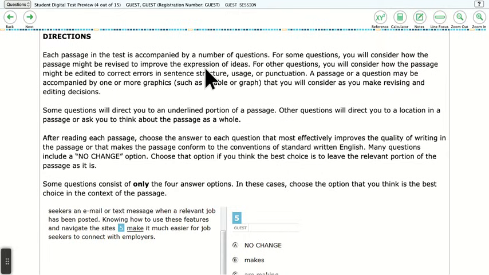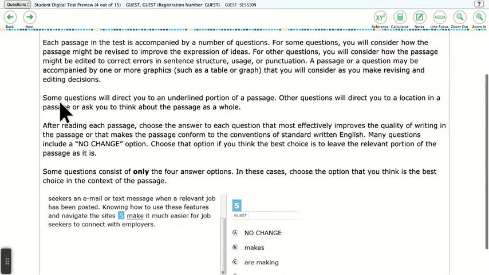For other questions, you will consider how the passage might be edited to correct errors in sentence structure, usage, or punctuation. A passage or a question may be accompanied by one or more graphics, such as a table or a graph, that you will consider as you make revising and editing decisions. Some questions will direct you to an underlined portion of a passage. Other questions will direct you to a location in a passage or ask you to think about the passage as a whole. After reading each passage, choose the answer to each question that most effectively improves the quality of writing in the passage, or that makes the passage conform to the conventions of standard written English.